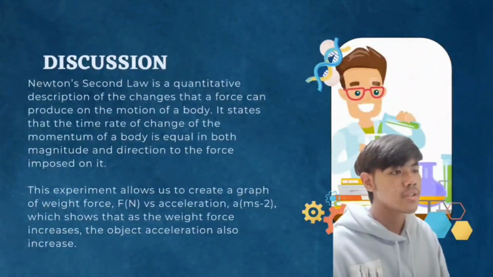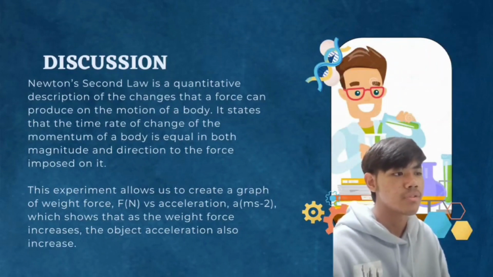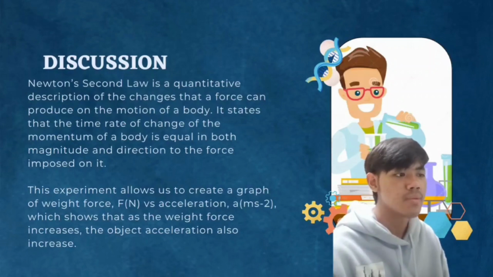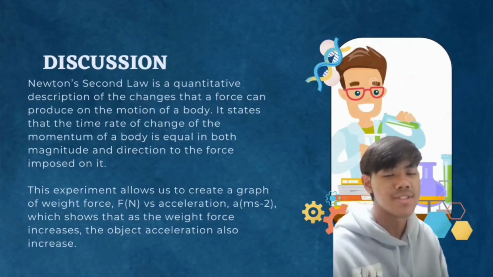For the discussion, Newton's second law is a quantitative description of the changes that a force can produce on the motion of a body. It states that the time rate of change of the momentum of a body is equal in both magnitude and direction to the force imposed on it. These experiments allow us to create a graph of weight force against acceleration. It shows that as the weight force increases, the object's acceleration also increases.